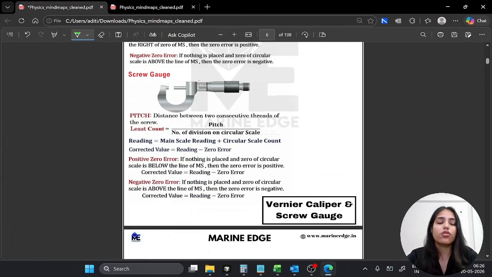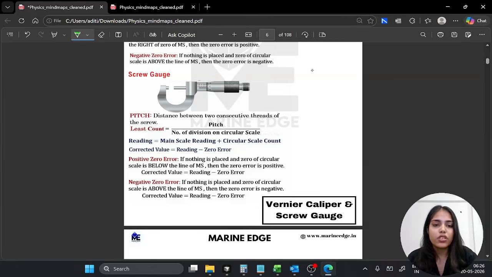Next, we have the screw gauge. Now, what is a screw gauge? Like we discussed, this is used to measure small diameters to a precise value. The distance between two consecutive threads of the screw, the pitch, divided by the number of divisions on the circular scale, will be your least count. Readings will be calculated as main scale reading plus circular scale count. And the corrected value will be the reading minus whatever zero error was initially there. Same concept here also: positive zero error can be there and negative zero error can be there.